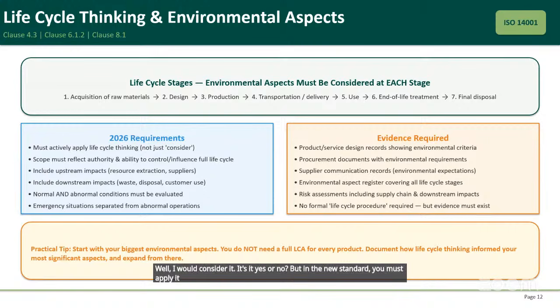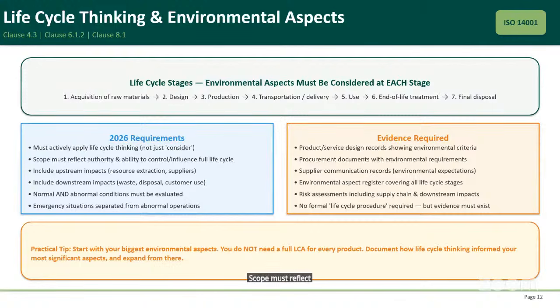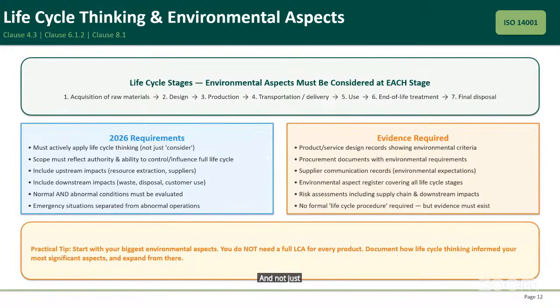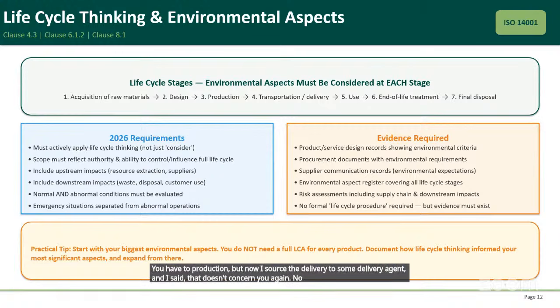Scope must reflect authority and ability to control and influence your life cycle. You must be able to control your life cycle perspective for your processes. And that's even the reason why we now change outsourcing to externally provided processes and services, because we want you to have control over it, and not just believe that particular area does not apply to you. You are into production, but you now outsource the delivery to some delivery agent. Now you say that it doesn't concern you anymore. No, it concerns you. That's what we are talking about.